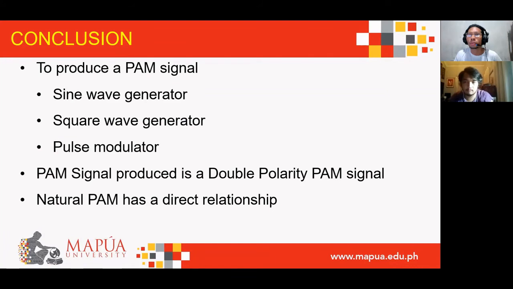So in conclusion, PAM is the simplest form of pulse modulation, and the output signal is still an analog signal. To produce a PAM signal, a circuit must consist of a sine wave generator, square wave generator, and the pulse modulator. The sine wave generator produces the modulating signal or the message signal, while the square wave generator acts as a carrier pulse train or the carrier signal, and the pulse modulator is the multiplier of the modulating signal and the carrier pulse train signal to produce a PAM signal.